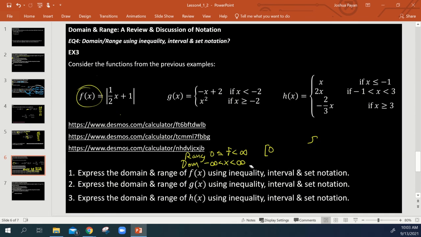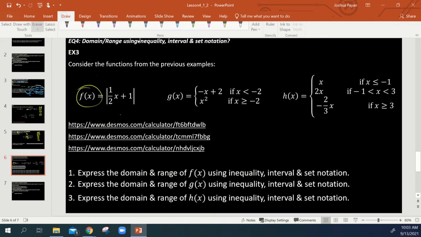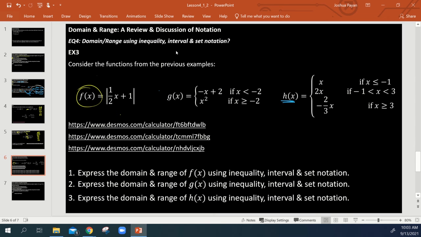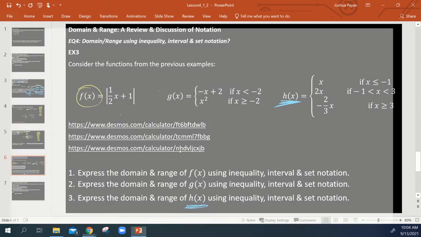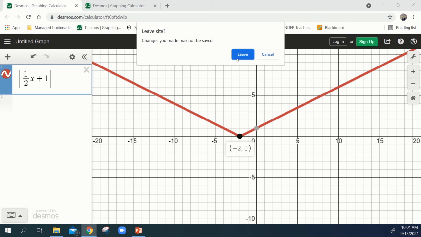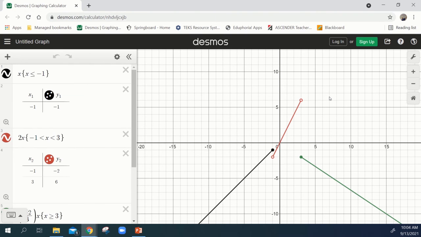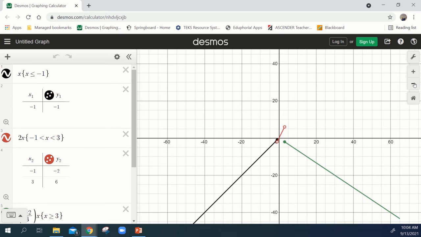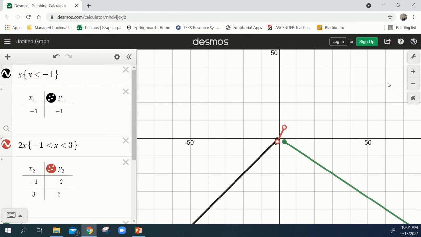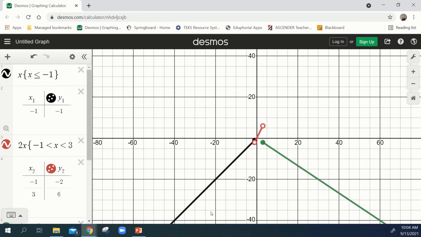Erase, give myself some room. Okay, so we're doing h of x, right? So let's look at h of x. So this is h of x. Okay, so we're only talking domain and range. Okay, so domain, we're going from negative infinity, it looks like. From negative infinity, right? So where do we start on the left? Negative infinity. Where do we end on the right?